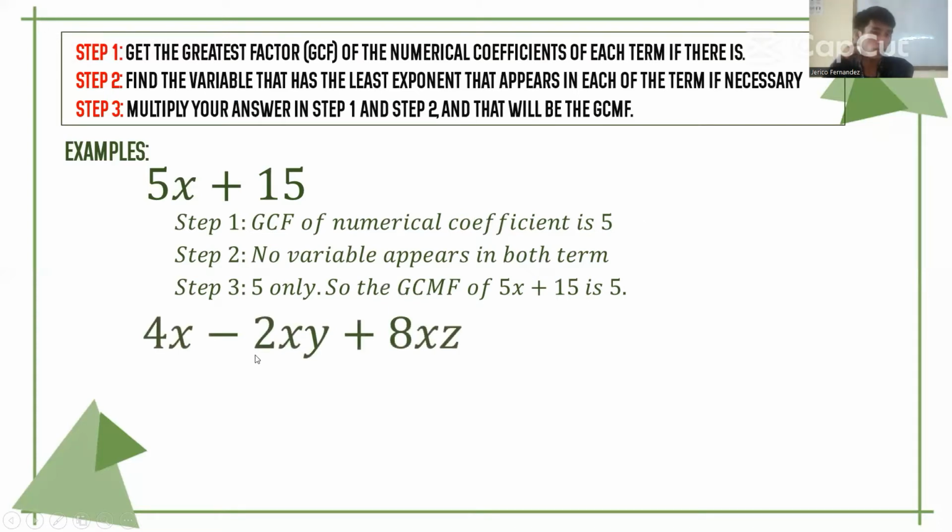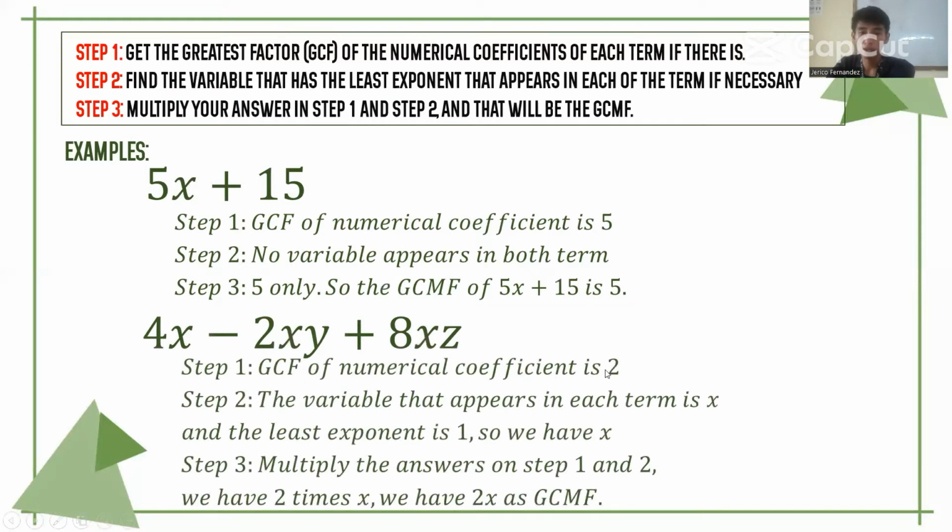Now, we have 4x minus 2xy plus 8xz. Okay? GCF of numerical coefficient is 2. Okay? Ang GCF nila, 4, 2, and 8, we have 2. Kasi wala namang 4 kay 2. So, dapat kung alin yung pare-pareho sa kanilang tatlo. So, the variable that appears in each term is x. Yan, as you can see, may x ito, x ito, x ito. And the least exponent is 1. Kasi pare-pareho naman silang 1. So, we have x. So, multiply the answers on step 1 and 2. We have 2 times x. We have 2x as GCMF of this expression.